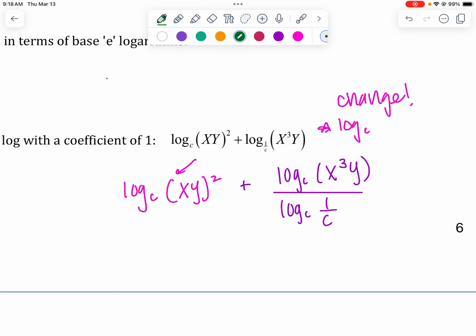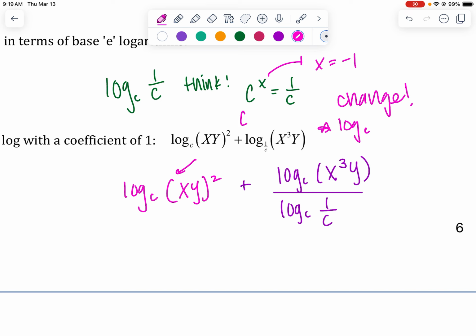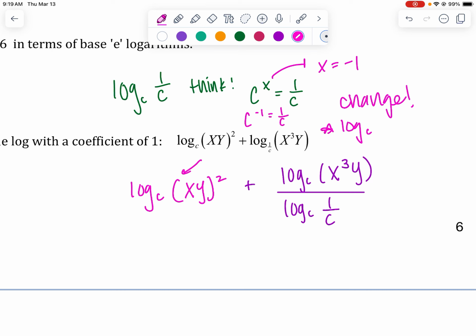If I was evaluating this on the side, I'm thinking in terms of: if I have c to a power and I get 1 over c, what is my exponent? What does that x equal to? The x is equal to negative 1, right? I know if I have c to the negative 1 power, that gives me 1 over c. So your bottom actually equals negative 1. So I can rewrite this as log base c of xy quantity squared minus log base c of x cubed y.